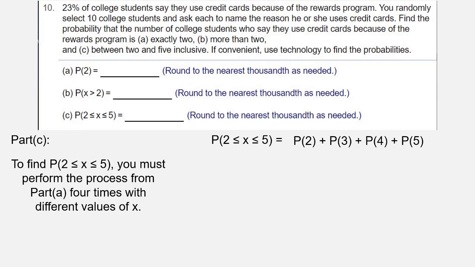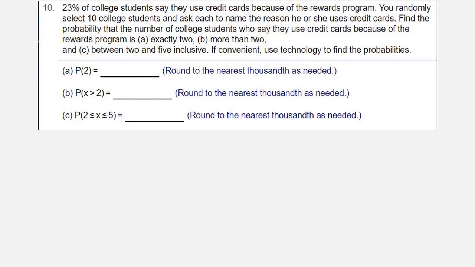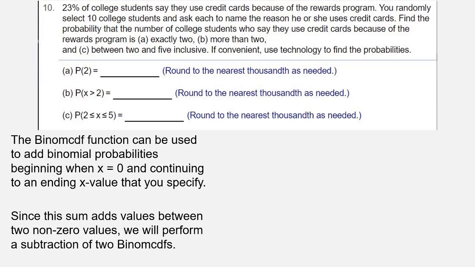This time, we're going to have to do 2 binomial CDF formulas. Why 2? Well, again, we don't have a sum that includes 0, right? This sum starts at 2, not at 0. So what values aren't included? Well, we're not including the values that are less than 2, so the probability of 0 and the probability of 1. We're also not including the values that are more than 5. So what we're going to do here is take 2 separate binomial CDFs and subtract them.